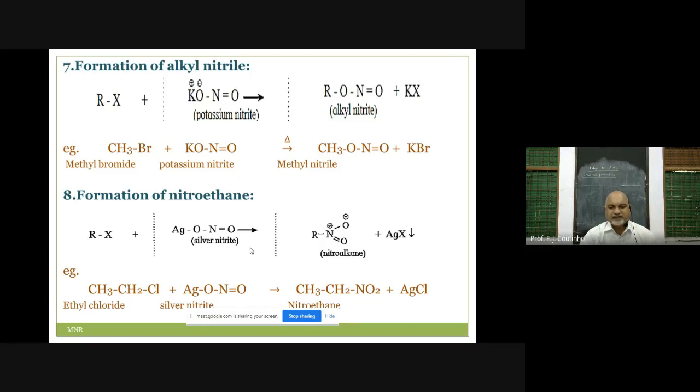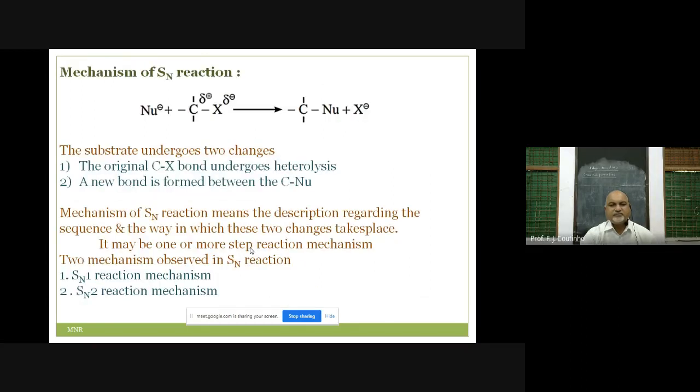And also we said we can prepare nitroalkanes from alkyl halides using silver nitrite. So these are the different chemical properties of alkyl halides. Next is what we are going to study in detail, the mechanism.